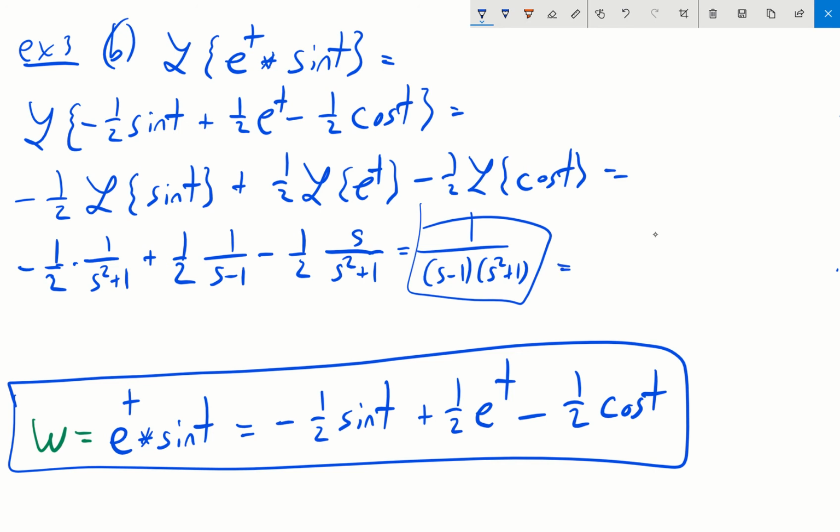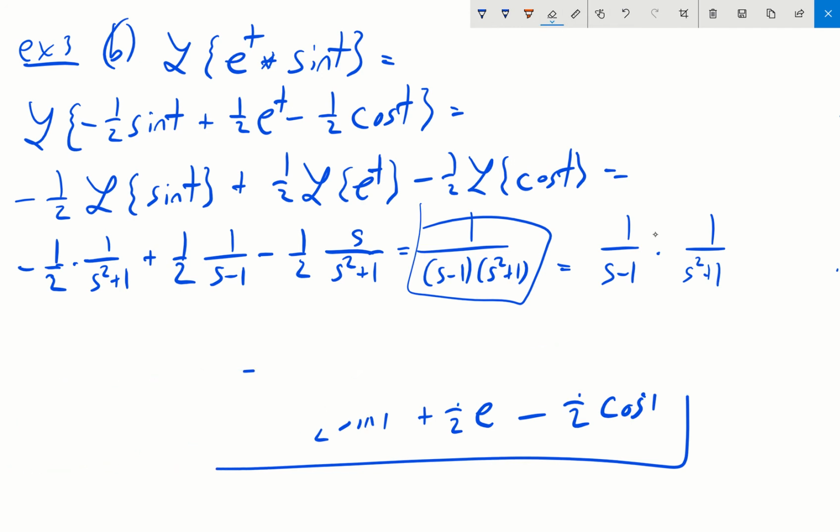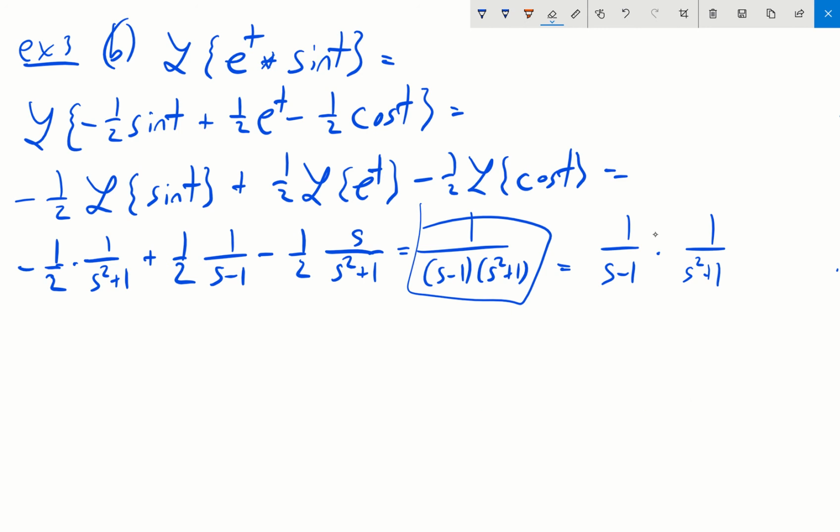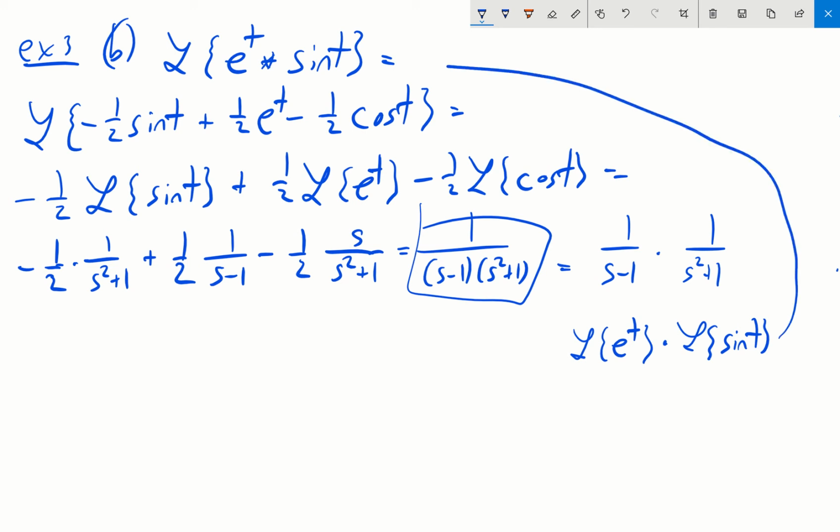But if I write it like this, I can write this as 1 over s minus 1 times 1 over s squared plus 1, which is totally true. And what this leads us to is our very next important theorem. If you recognize these, what is 1 divided by s minus 1? Well, 1 divided by s minus 1 was simply the Laplace transform of e to the t. Times, what was this thing? Well, that's the Laplace transform of the sine of t. And this is one of the really cool properties as it pertains to convolution.